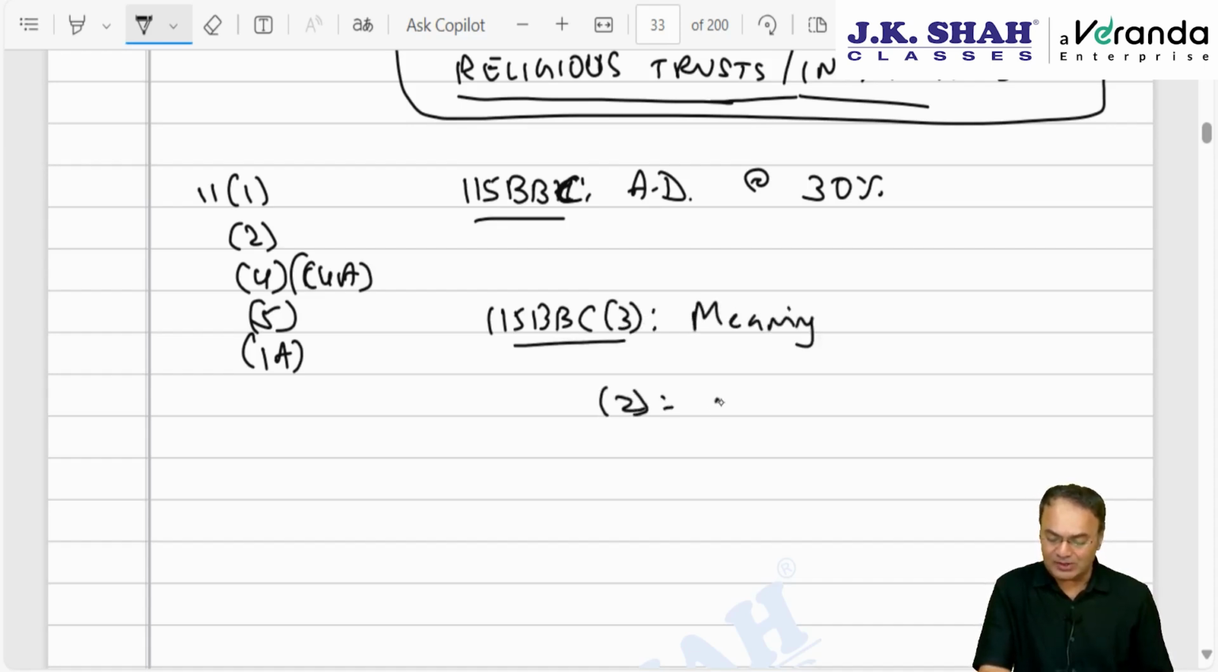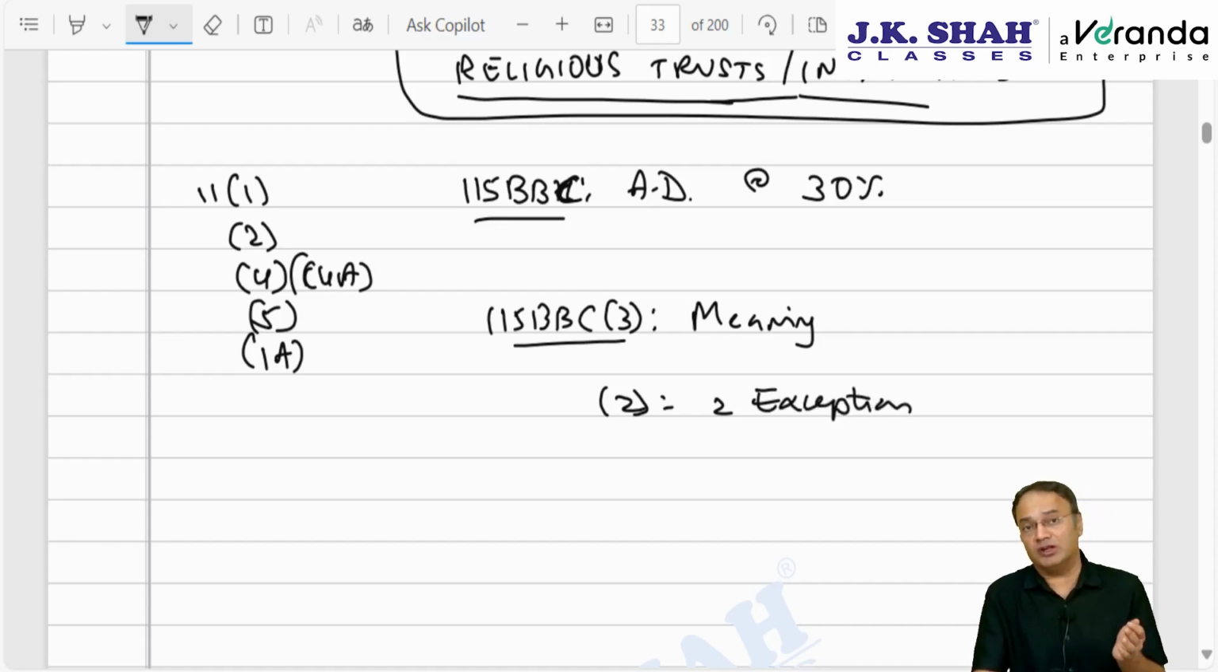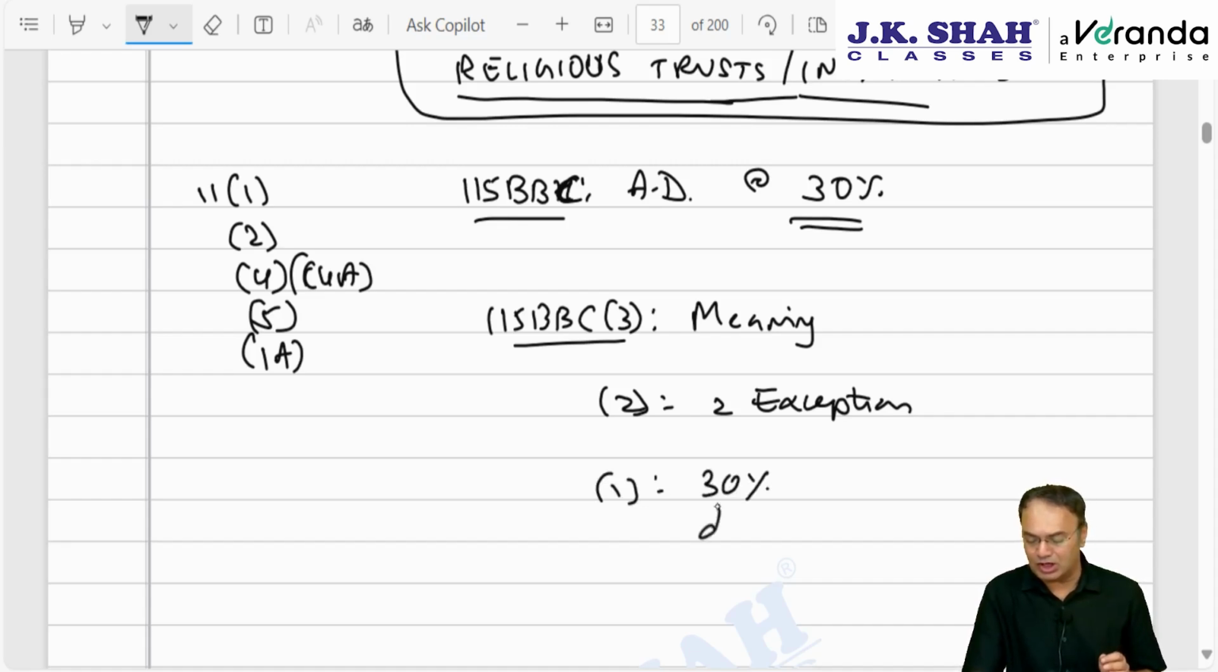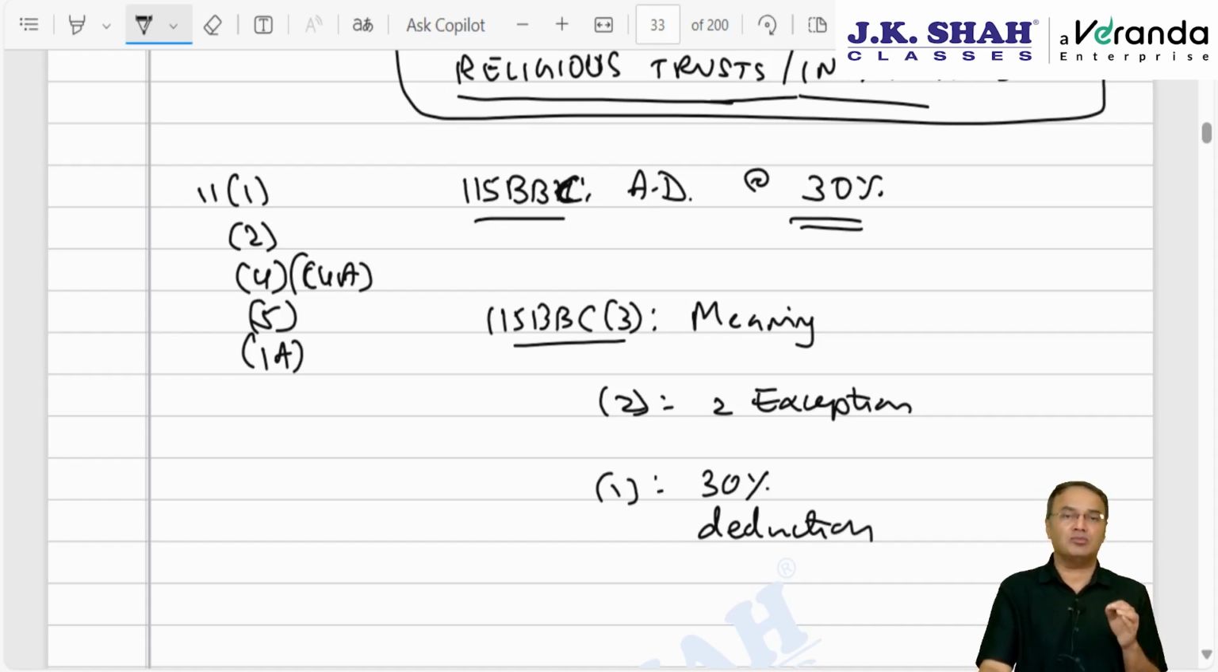Subsection 2 has 2 exceptions where the concept of anonymous donation will not apply. Will not apply means the anonymous donation will not be taxed at 30% flat rate, but will be chargeable to tax in a normal way, whereby 15%, 85% benefit will be available. The balance left out will be taxed as per slab rate. And subsection 1 talks about this 30% flat rate, and it also talks about some deduction available from anonymous donation. The entire anonymous donation is not taxed at 30% rate, some deduction is allowable.